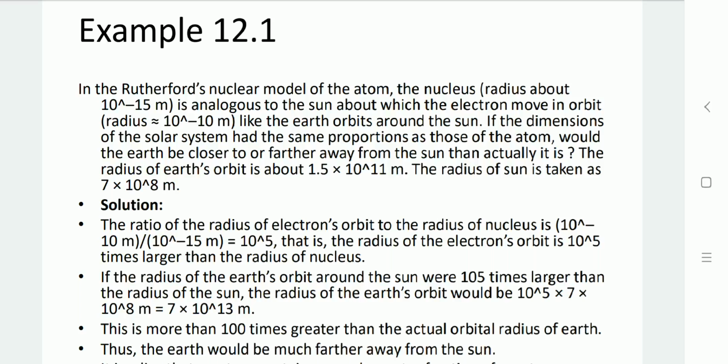Now if we analyze the sun and its planets, let us take the same ratio for the earth's orbital path around the sun, which would be 10 raised to 5 times larger than the radius of the sun. Taking that ratio, 10 raised to 5 into the radius of the sun, that is 7 into 10 raised to 8, we get the answer 7 into 10 raised to 13 meter, which is about 100 times larger than the actual orbital path of the Earth. So we can say that Earth is much farther away from the sun. It defines that the atom contains much greater empty space than the solar system.